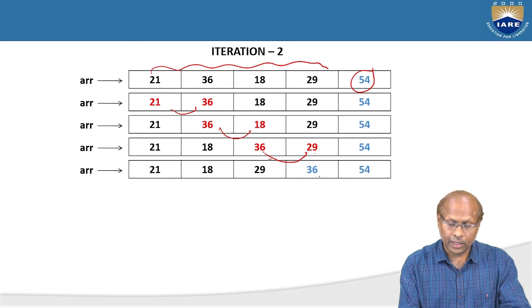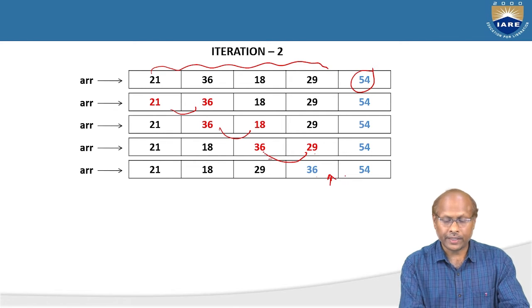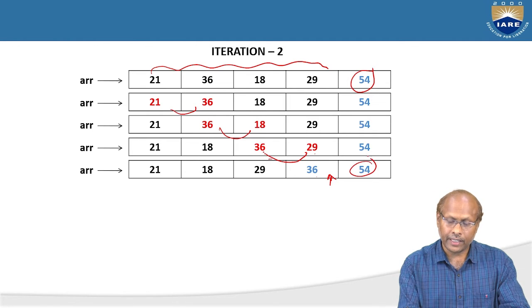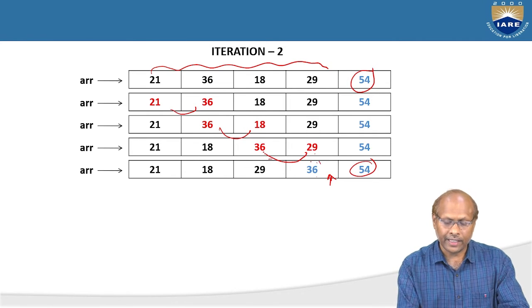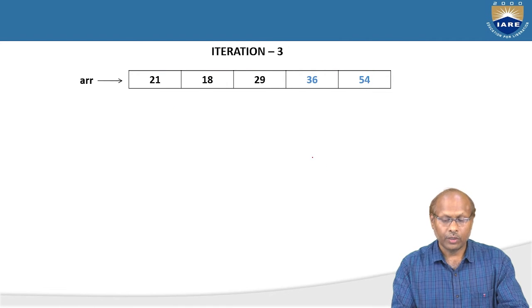Then compare. Now you have reached the end. That means your second iteration is over, because 54 has already reached its place in the first iteration itself. Now the second iteration stopped here. Now go to the third iteration.